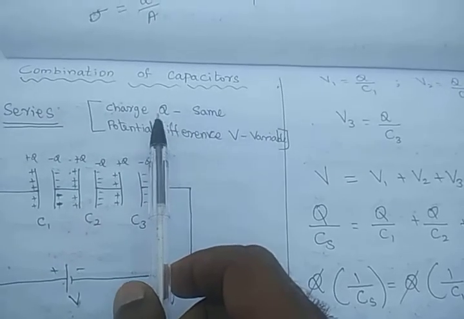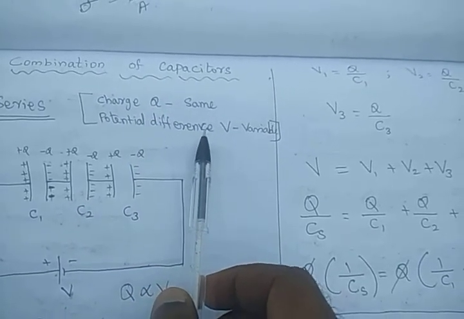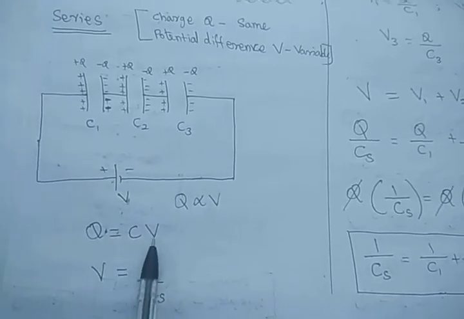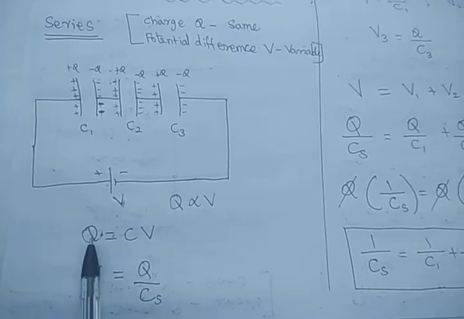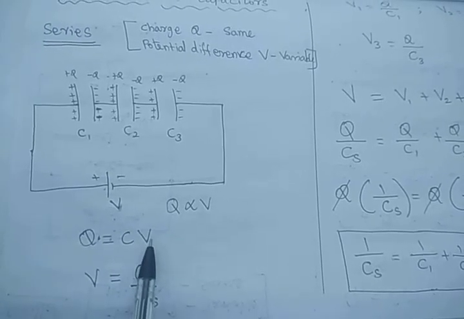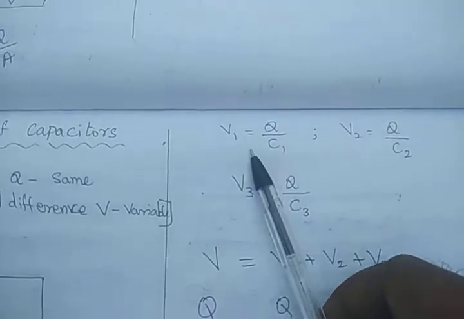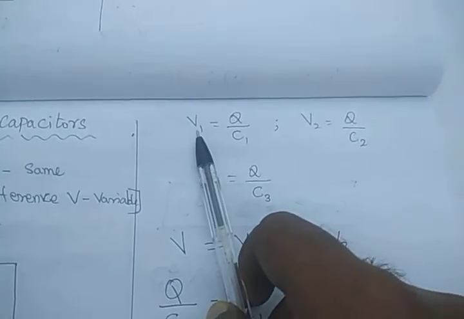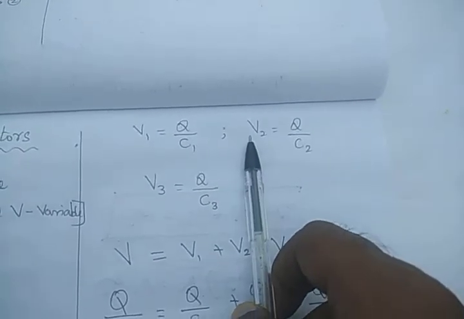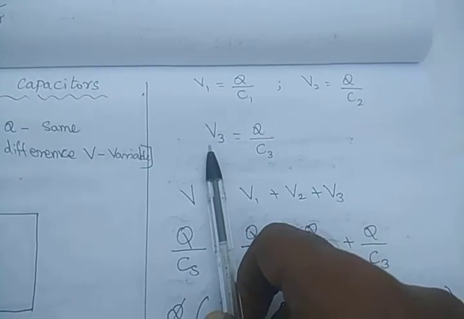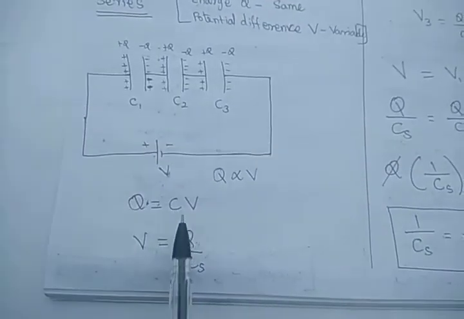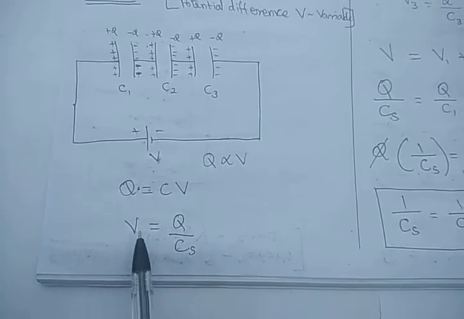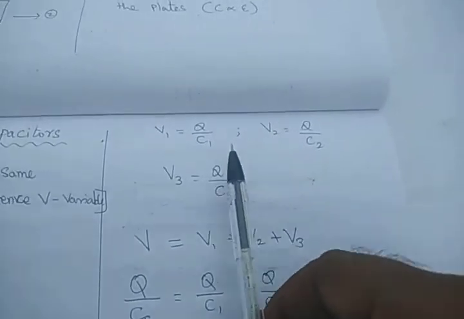As we already said, the charge is the same and the voltage is variable in a series connection. So by using this formula, for capacitor C1 the charge is the same but the potential differs. The potential is V1. So V is equal to Q by C. For capacitor 1, the voltage is V1. For capacitor 2, the voltage is V2. For capacitor 3, the voltage is V3. By using the formula V is equal to Q by C, C1 gives V1, C2 gives V2 and C3 gives V3. That is written here.